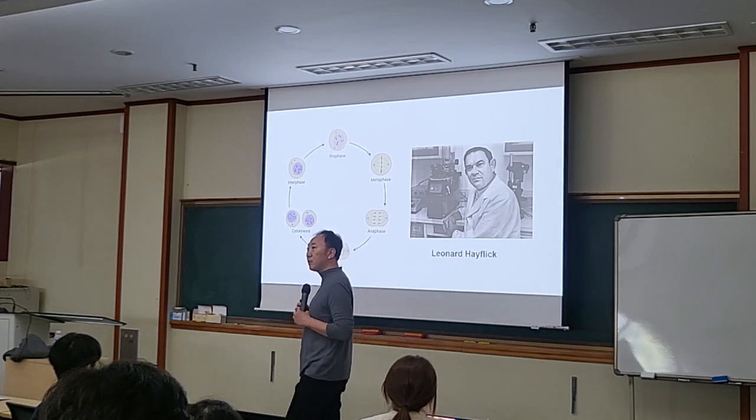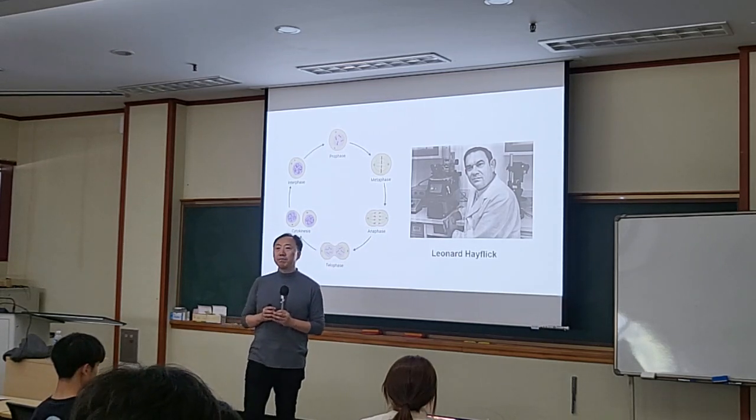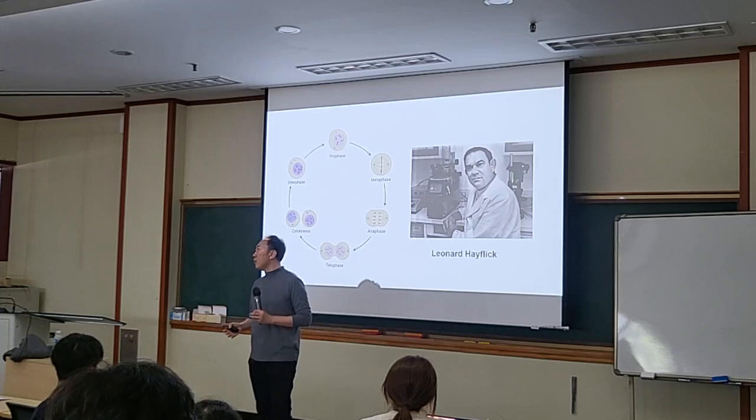So then, that's kind of a calculation. If we start with one egg cell, a fertilized egg cell, and if we divide 50 times, how many cells do we make?